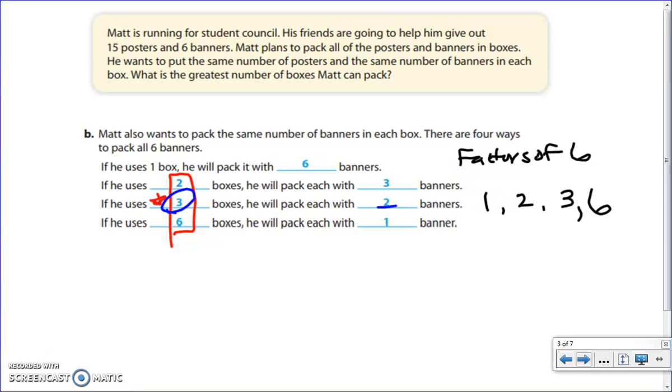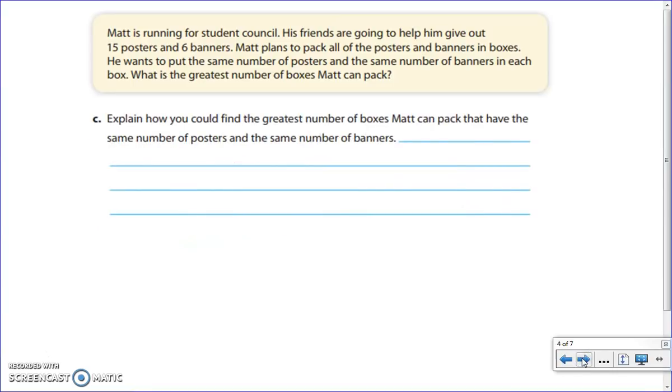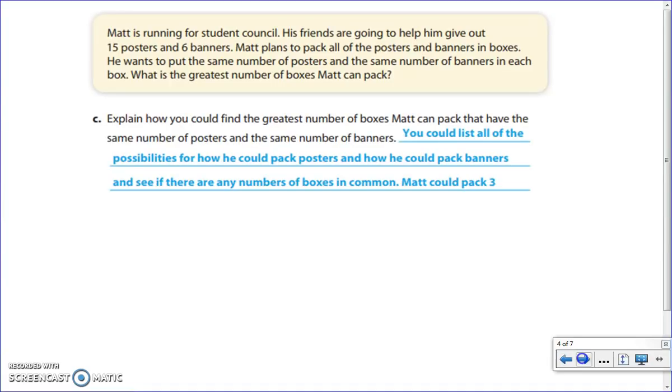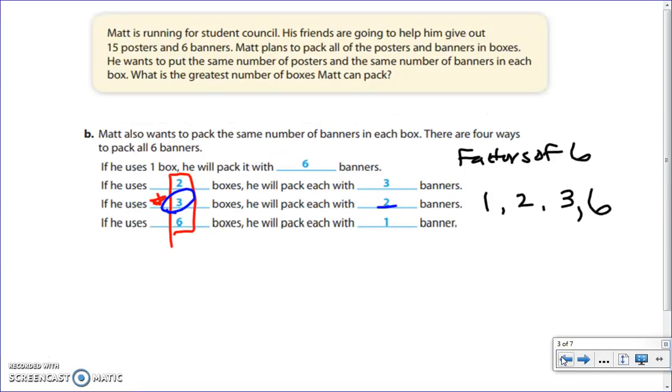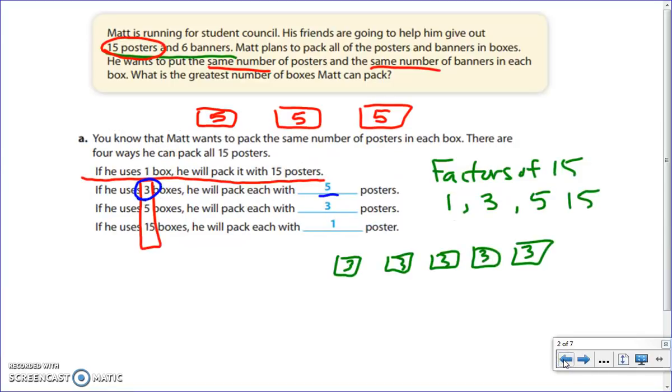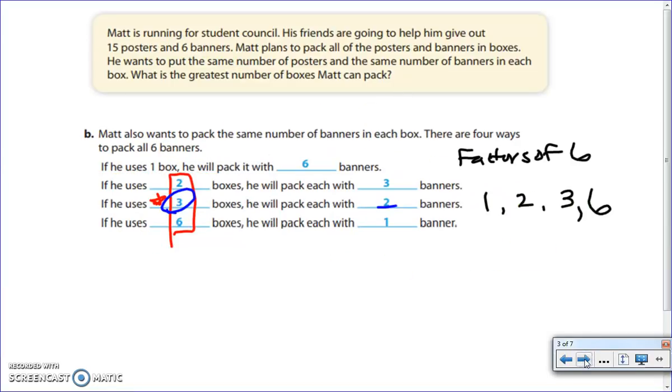Each of those boxes would have the same number of materials in them, and that would be the best way to solve this problem, I think, by finding the greatest common factor. So we could list the possibilities how he could pack posters and how he could pack banners, and see if there are any numbers of boxes in common. So Matt could pack 3 boxes with 5 posters and 2 banners in each box. So that's what I was highlighting back here. He had 3 boxes. It would work for banners and posters, posters and banners. Okay.